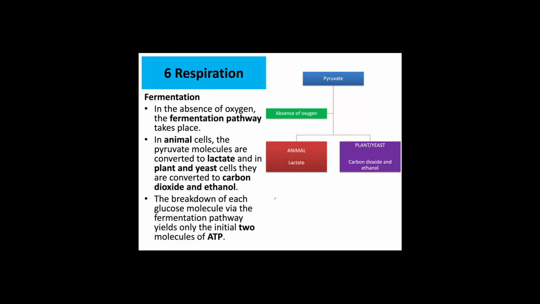When oxygen is absent, okay, when there is an absence of oxygen, something called the fermentation pathway will take place. Now, in the fermentation pathway in animal cells, so for example, humans, in our cells, that absence of oxygen will mean that we won't produce water, carbon dioxide, and a large number of ATP. Instead, as animals, we will produce a substance known as lactate, okay? And if we were plants and yeast, we would produce a set of waste products, carbon dioxide and ethanol.